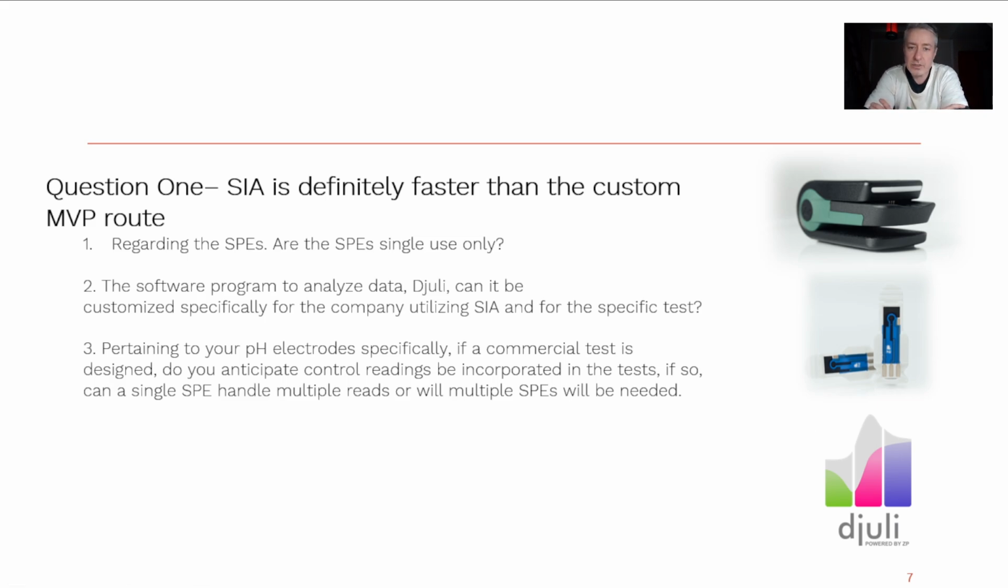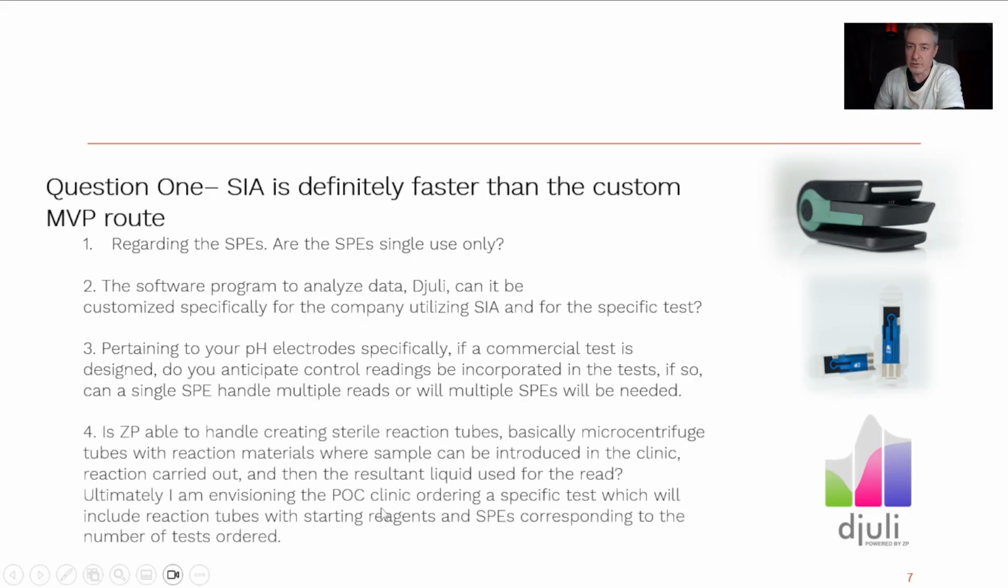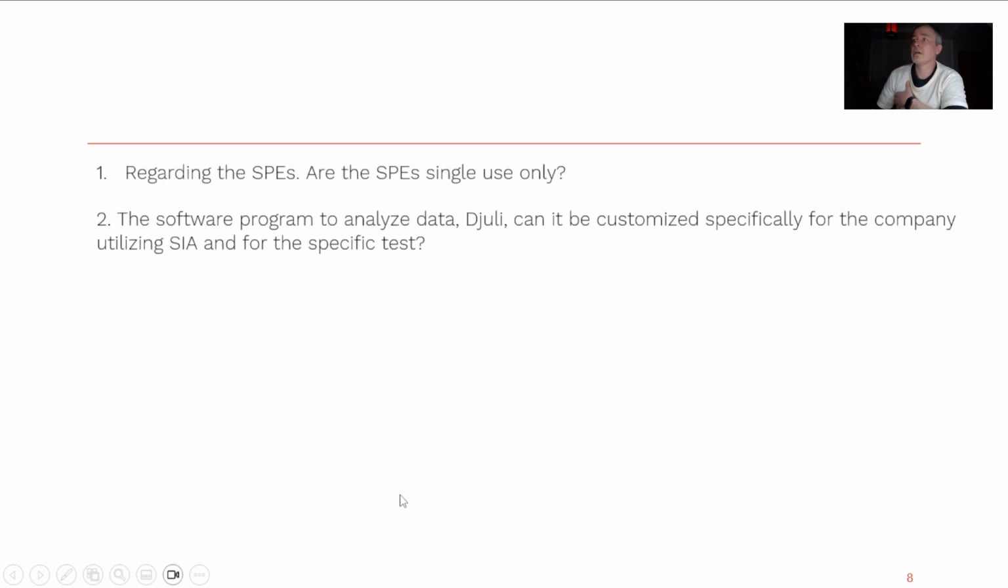They're asking about pH electrodes, and I've got some slides on this. So I'm going to answer questions 1 and 2 by doing a demo, and for questions 3 and 4, I've got some slides. Regarding screen printed electrodes, they can be reused, but whether you get customers to really reuse them, I feel it's very risky. You can't do a risk assessment because you can't determine what people are going to do with your material. So if I was making a real product, I wouldn't have people reusing the electrodes. And Djuli is very flexible.